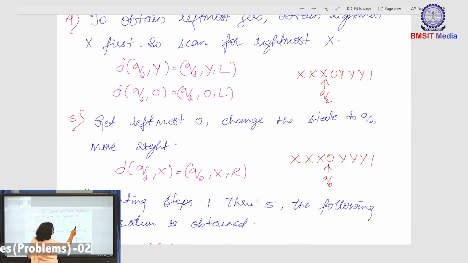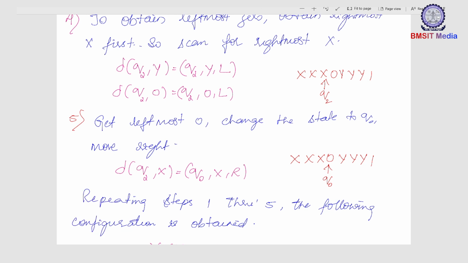So when you see Q2 on x, delta of Q2 on x, change the state to Q0. Don't do anything to x. Keep x as it is. Point to this. So, by this transition, delta of Q2 comma x equal to Q0, there is a change of state from Q2 to Q0. x is x only.